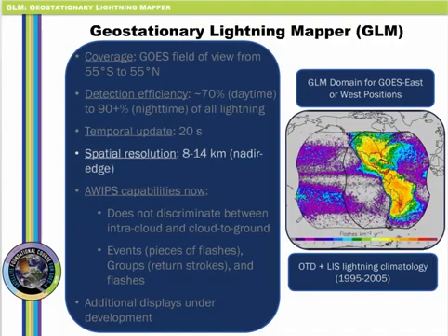The GLM observations will be reported on a grid with a spatial resolution ranging from 8 kilometers at nadir to 14 kilometers at the edge. Within AWIPS, the GLM will not differentiate between cloud-to-ground and intracloud flashes. Rather, AWIPS will display the locations of lightning events, pixels illuminated during a 2 microsecond interval, groups analogous to return strokes, and flashes. Additional GLM visualizations beyond these initial capabilities are under development.